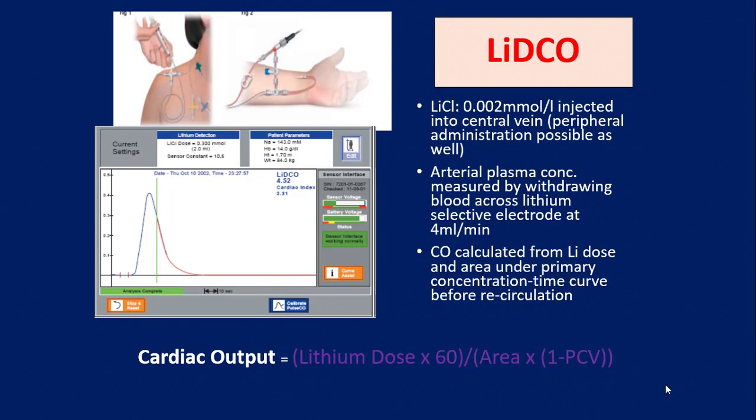How do they work? I will just touch upon the LiDCO. In LiDCO, a lithium chloride injection is given, 0.002 millimole per liter solution, injected in the central vein or by peripheral administration. As you can see here, it is administered in the central vein, and we measure the changes in the radial artery. Arterial plasma concentration is measured by withdrawing blood across the lithium selective electrode at 4 ml per minute. Cardiac output is calculated from the lithium dose and the area under the primary concentration time curve before recirculation.